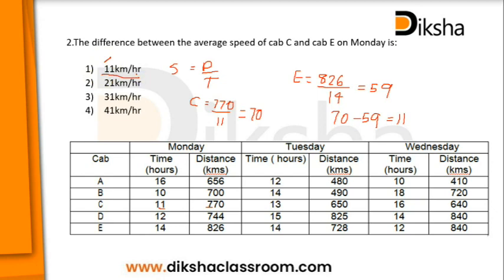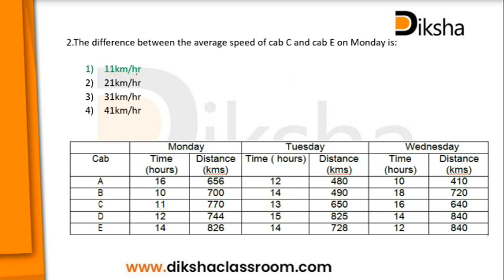Here we were asked the difference in the average speed of cab C and cab E. We use the equation speed equal to distance by time. First of all, we found the speed of C on Monday, then the speed of E on Monday. We just find the difference and the answer is 11. That's all about question number 2, 11 km per hour.